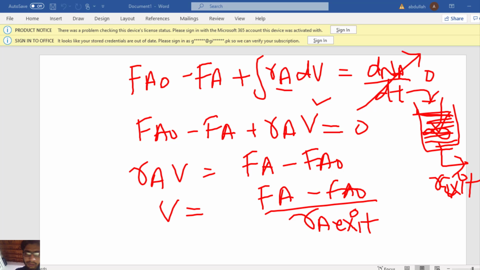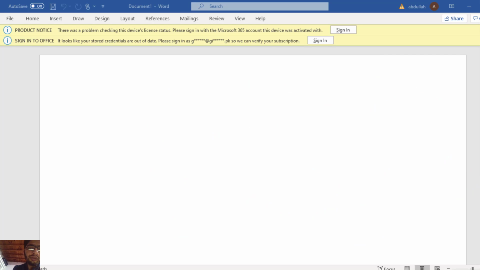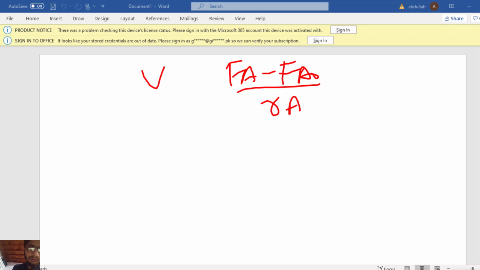So this is all about the CSTR. We can find the volume of the CSTR from FA0 and the rate of the reaction. Similarly, the rate of reaction can also be found from this equation. As we know from the previous equation, FA0 minus FA divided by minus RA is equal to the volume of the CSTR. Now we know that the molar flow rate of A is equal to the product of the concentration of A and the volumetric flow rate.